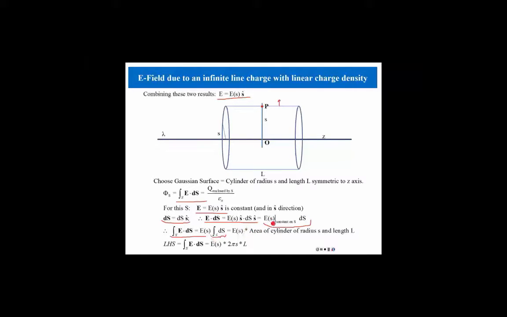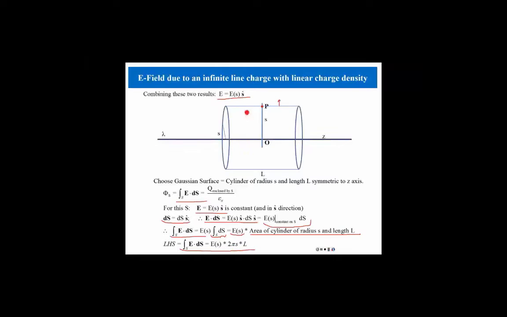This comes out of the integral, so here's E sub s outside, and we're left with the area of the surface S. Here it is again, here's E sub s, and this is the area of a cylinder of radius little s and the length L. The left hand side then is equal to the integral, and so that'll just be the E sub s times the area. The area is 2 pi s times L.